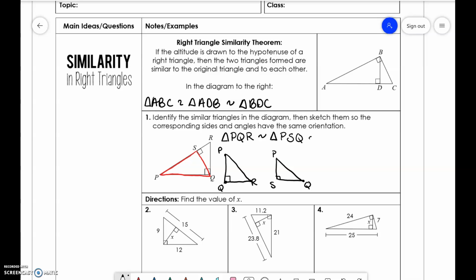And the last one, we're going to do the small triangle, which is this blue one here. So again, S is going to be the middle letter because S is the right angle, okay? So what is the longest side? It's going to be QS. So Q and R. So it's going to be QSR. Okay?